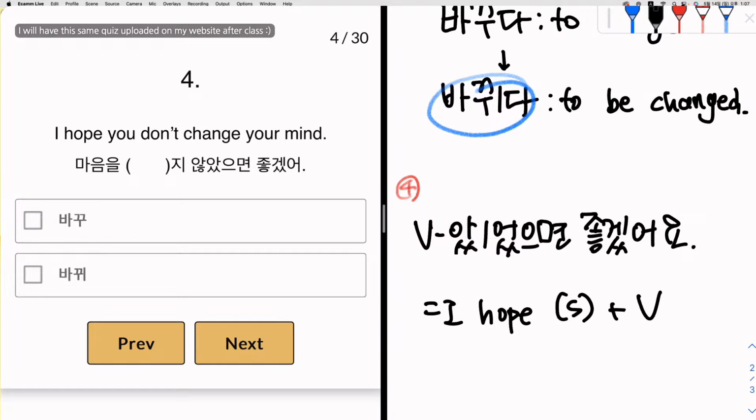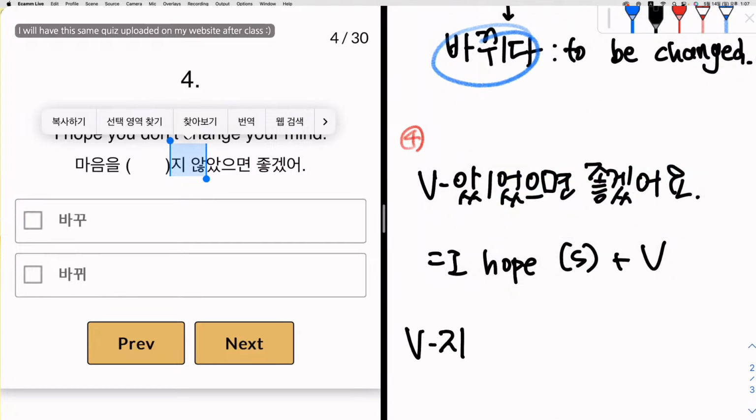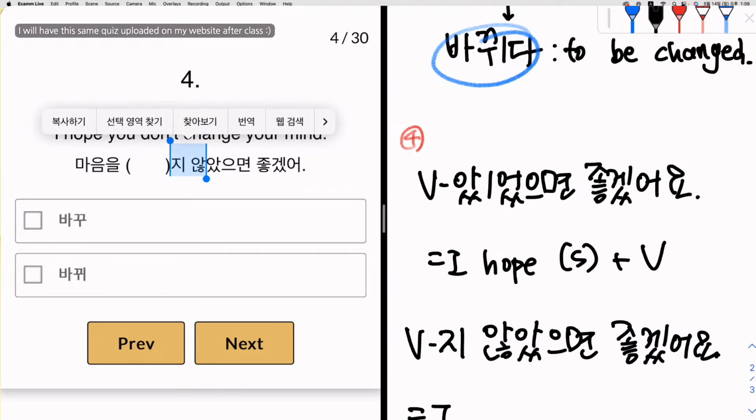And here it's 지 않았으면 좋겠어요. So it's negating the verb. So verb 지 않았으면, verb 지 않다, don't verb 않았으면 좋겠어요. So it's negation of the verb. So it means I hope that the subject does not verb, right? I hope the subject not verb.